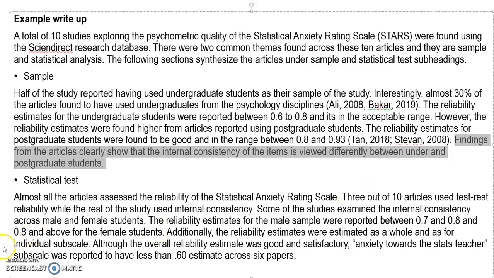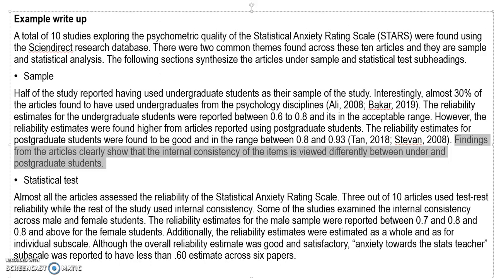Next, we are talking about statistical tests. In this statistical test section, almost all articles assess the reliability of the instrument. And I'm saying that 3 out of 10 articles use test-retest reliability, and the rest are using internal consistency. Again, initially I said for sample almost half use undergrad, almost the other half use postgrad. Now here I'm saying that within statistical tests, within reliability, some are using a test-retest type reliability, some are using internal consistency. So I'm trying to say that within reliability there are another 2 branches.